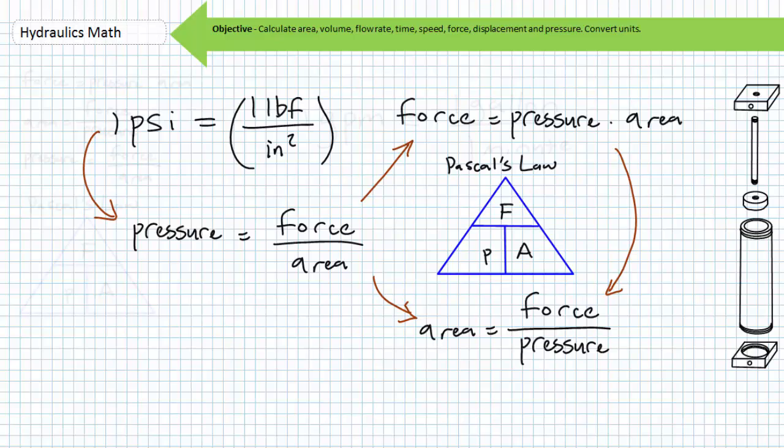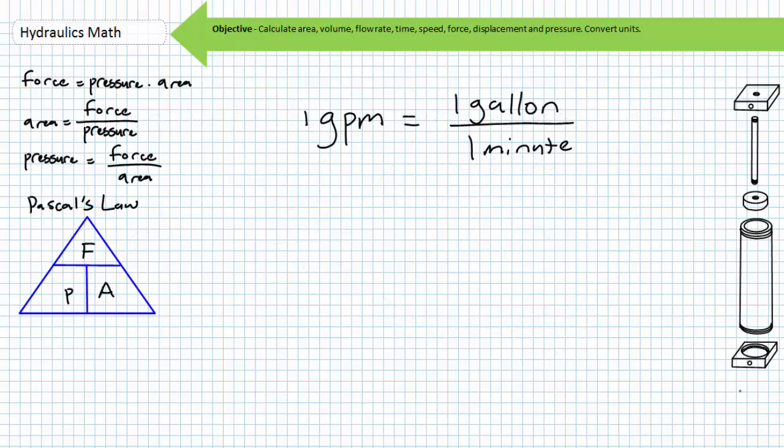hydraulic actuator. What about flow rate? A unit of flow rate expressed in U.S. customary units is the gallon per minute, expressed as GPM. This explicitly tells us that flow rate is a given volume of something expressed in units of gallons, entering or leaving space over a period of time in units of minutes. Flow rate is volume per unit time.